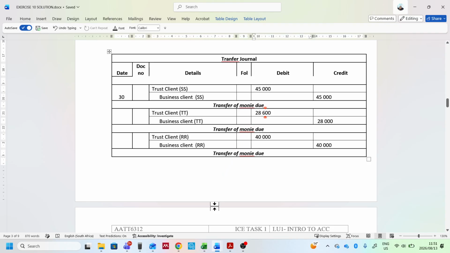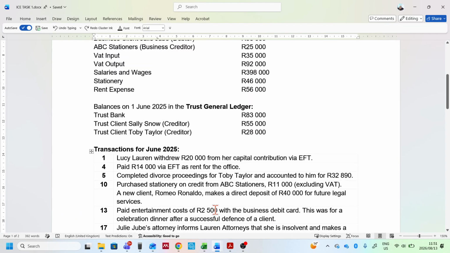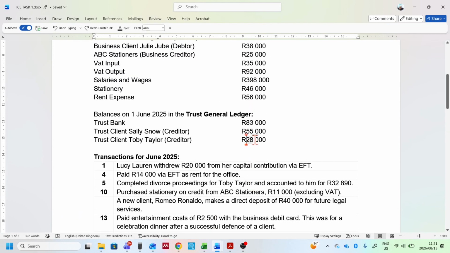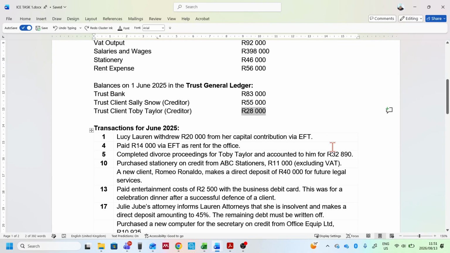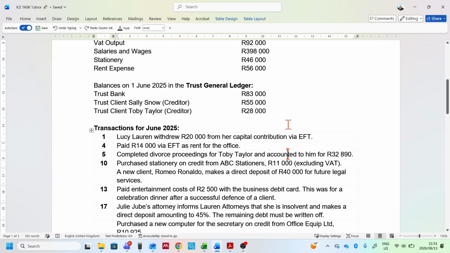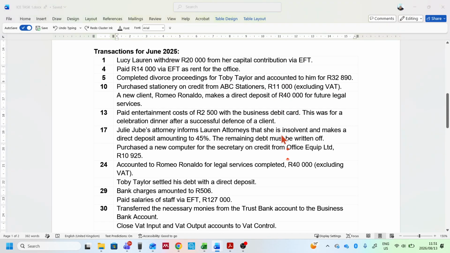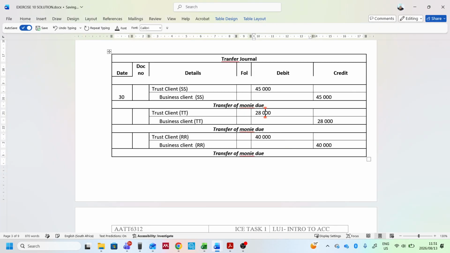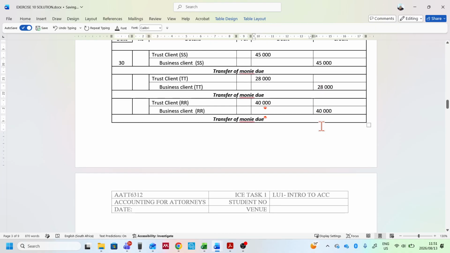Okay, let's confirm. Some are saying it's not correct. So the clients have only 28,000 in their business, in their trust creditor account. And you went and charged them 32,000. So we are only able to claim the whole 28,000. Okay, that concludes recording transaction in your journals. Any questions? Questions? Yes.